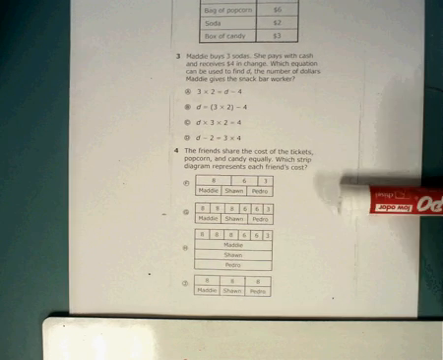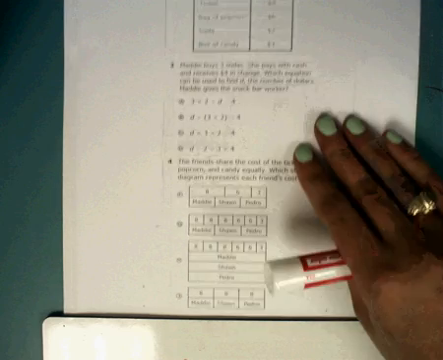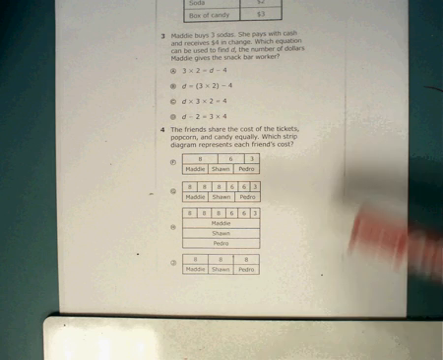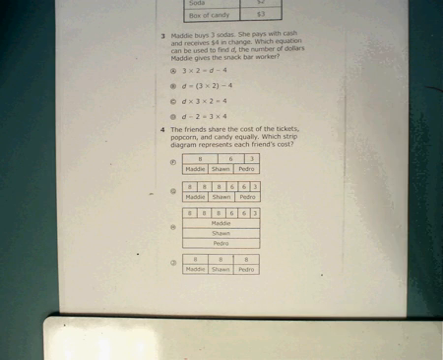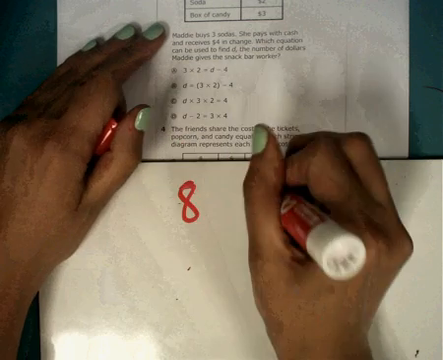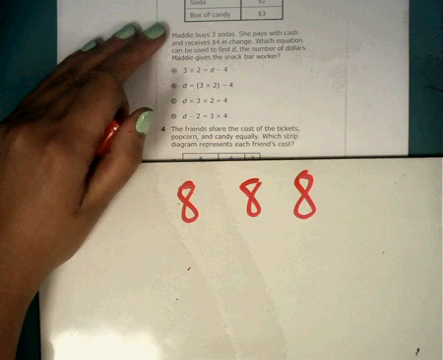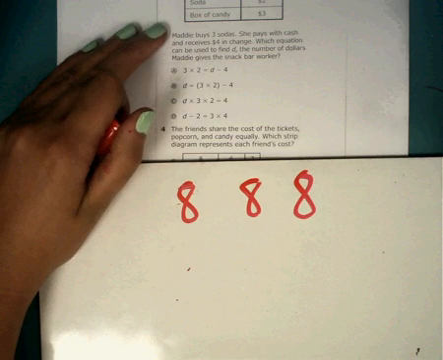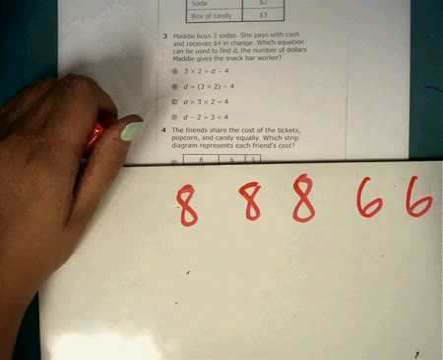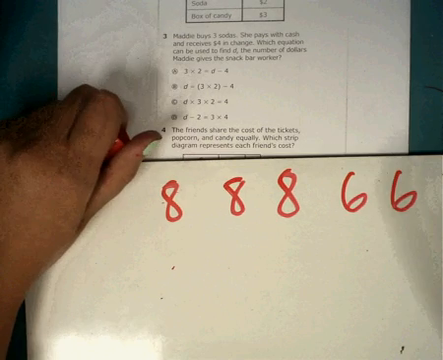So we know that we have 3 tickets with $8. So we've got 3 $8. And then they bought 2 bags of popcorn. Popcorn is $6, so we have 2 $6. And they bought 1 box of candy, which was $3. So we should have 3 8s, 2 6s, and a 3.